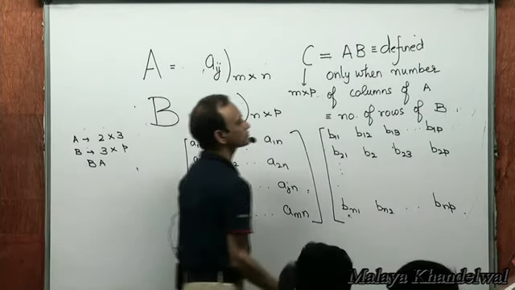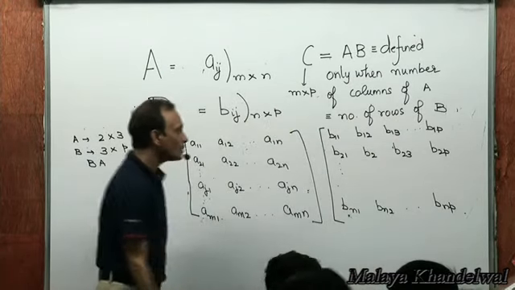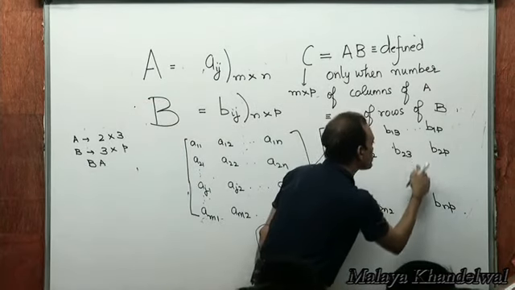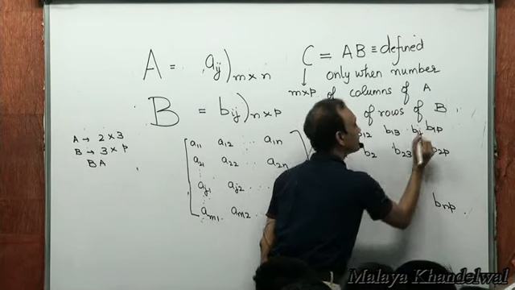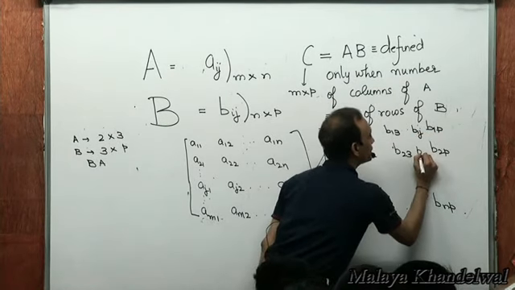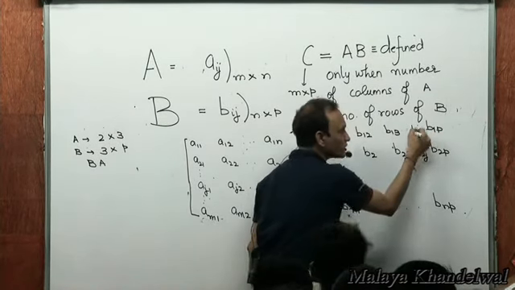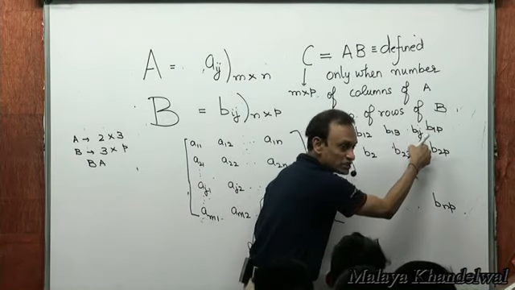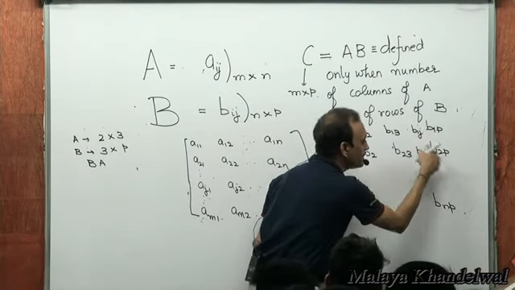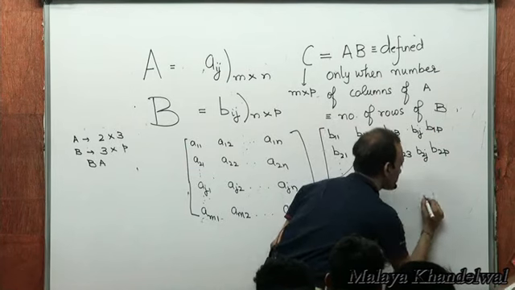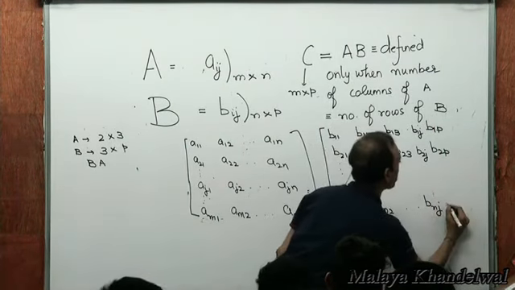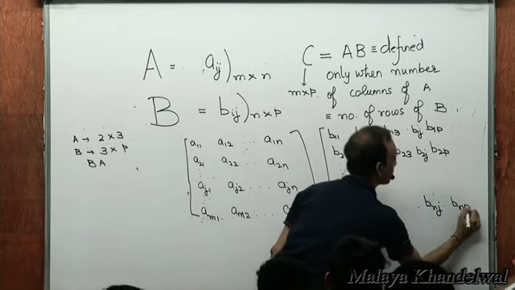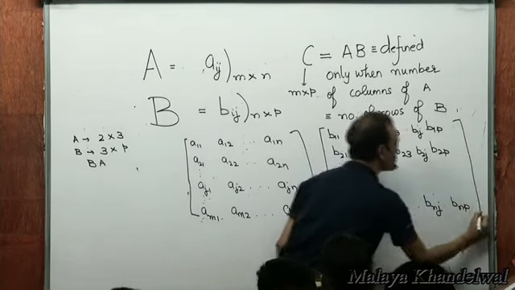And in general, the jth column of this is B1j, B2j, up to Bnj. I'm talking about the jth column, right? The second number represents the column number. Yes or no? That's a matrix B.